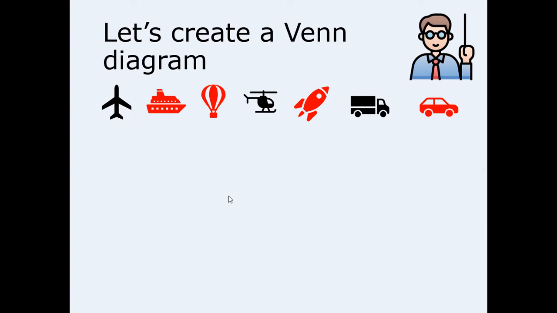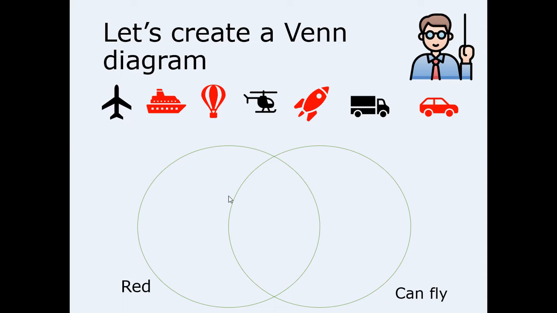So let's make a Venn diagram. I want to make a Venn diagram that covers things that are red and things that can fly. So we'll go through each icon in turn and we'll sort it into the correct place in the Venn diagram. So the first thing is an airplane. Now it can fly, but it's not red. So what we're going to do is we're going to pop it into this circle here. It can fly, but we're not going to put it in the overlap because it's not red. So it needs to be in this circle, but not the red circle.